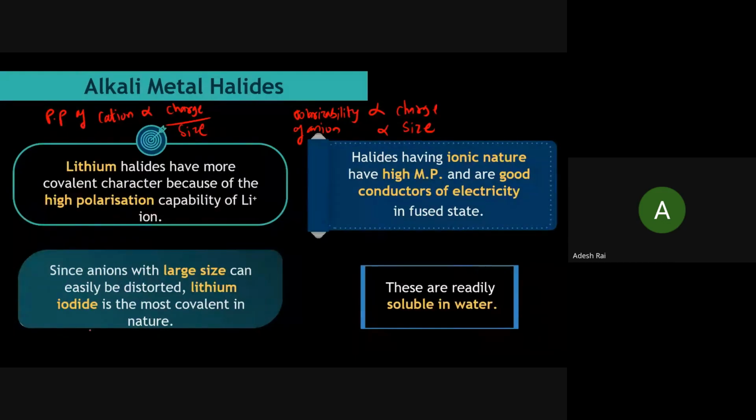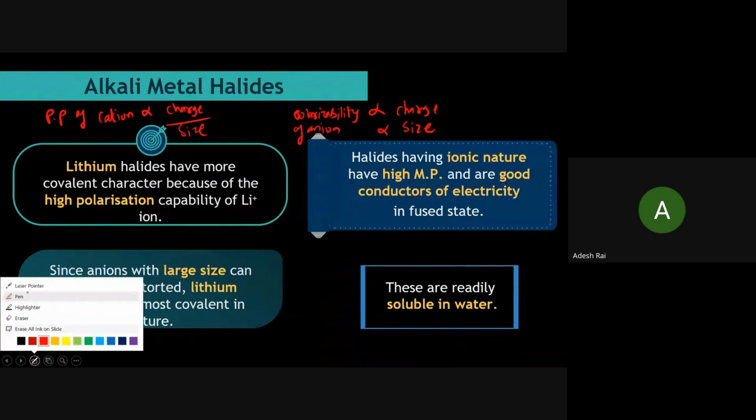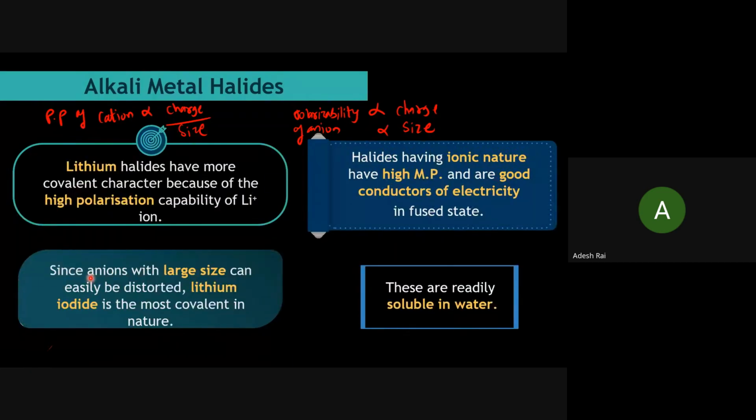Since anions with large size can easily be distorted, distorted means what? Polarized. For anions, if the size is large, then we know polarizability of anion is directly proportional to size. It means if size is more, then polarizability is more. Is that clear? This is what we have written, that since anions with large size can easily be distorted, lithium iodide is the most covalent in nature.